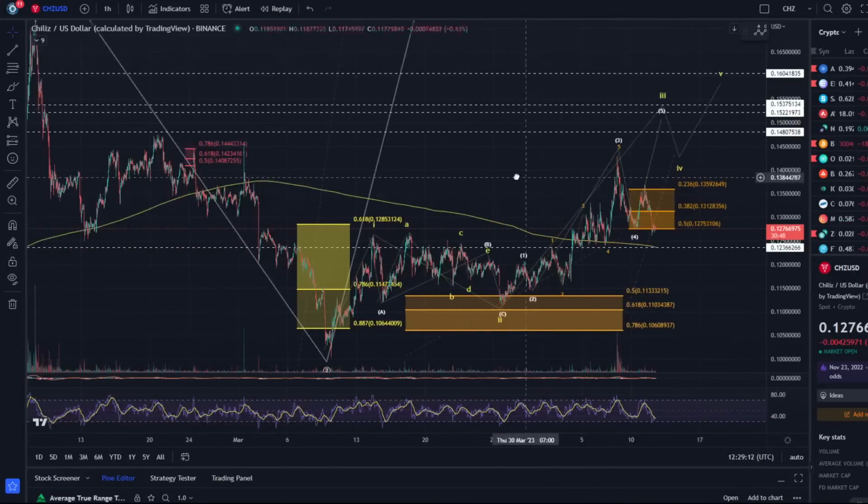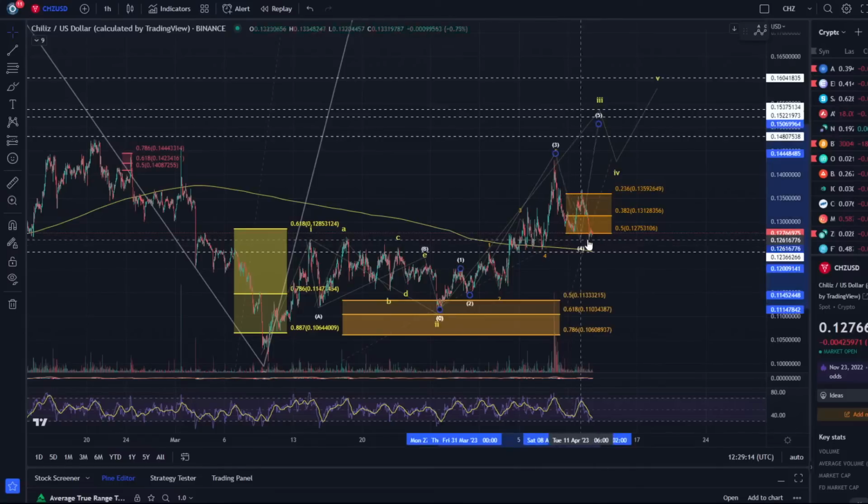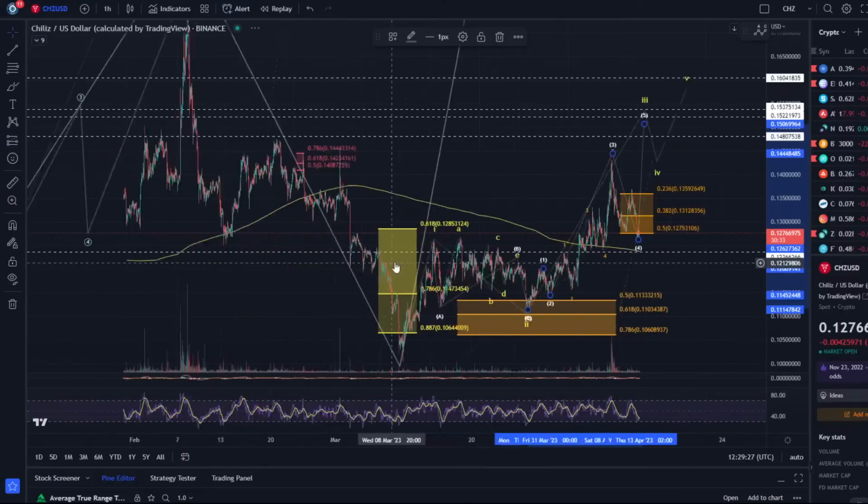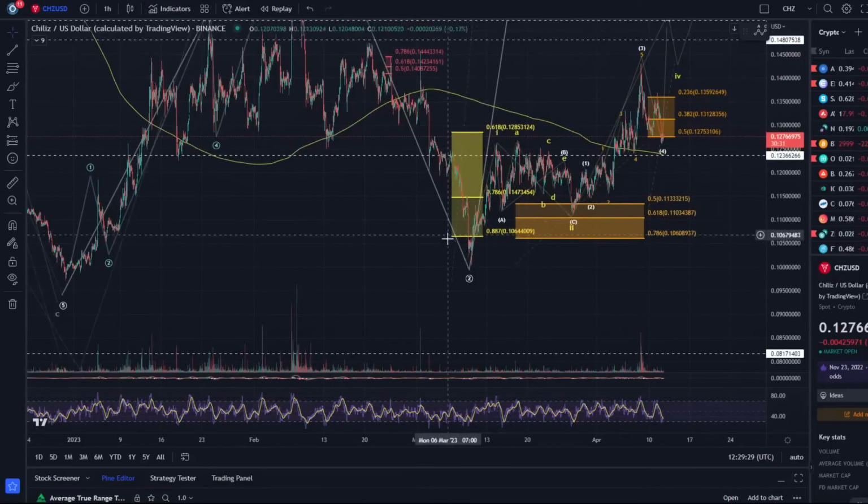Okay, so chilies. I would still count that at the moment as a possible 4th wave, but it's getting a bit unlikely now, because we've pulled below the 50% fib retracement. By the way, chilies is not the most reliable chart. It likes to retrace very deep. These retracements, it likes to do that. It likes to max out what it can do.